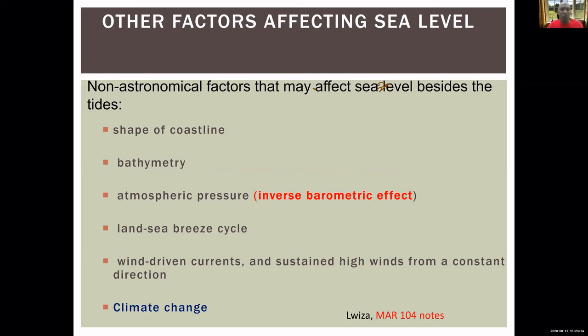So what are the non-astronomical factors that may cause sea level rise? We know sea level can be affected by tides, and that's very much controlled by astronomical forces, by the moon and sun and the stars. But what else? If the shape of the coastline changes, that can affect the sea level. If we change the bathymetry, let's say because of navigation, or there's erosion, which is not caused by man but just by nature, that can change the sea level.